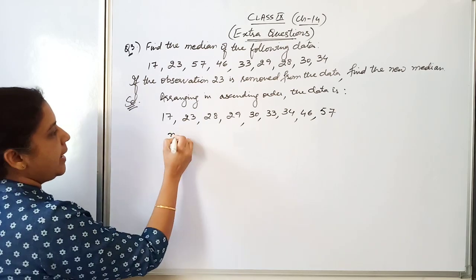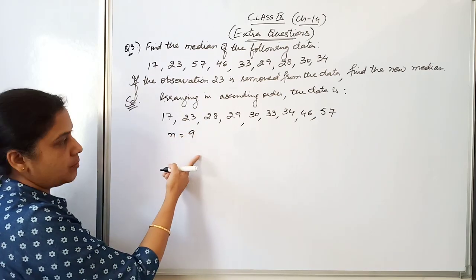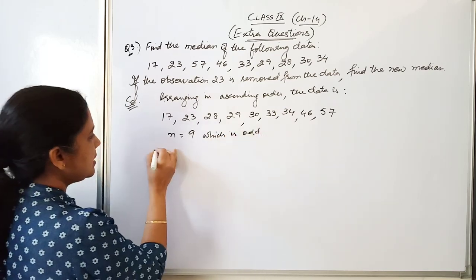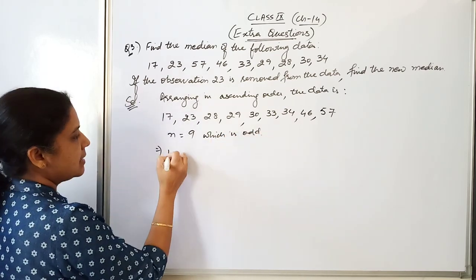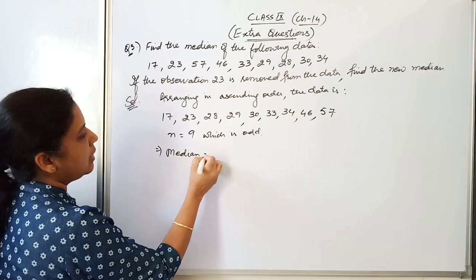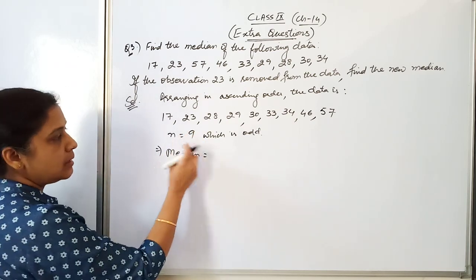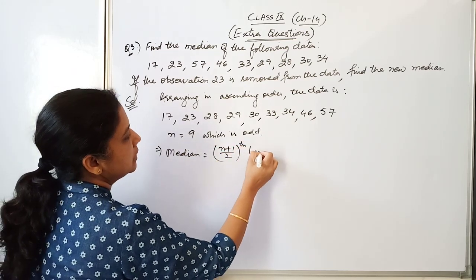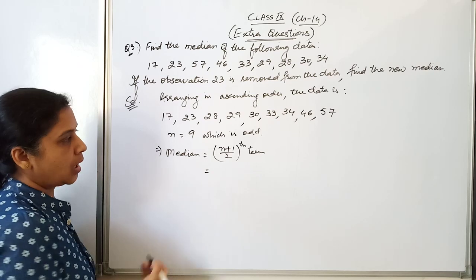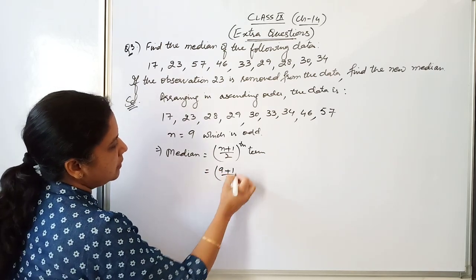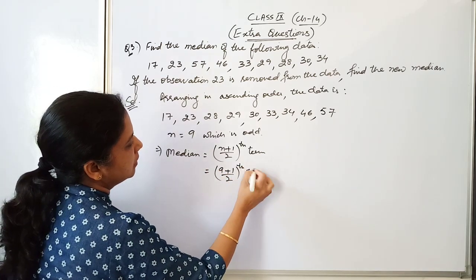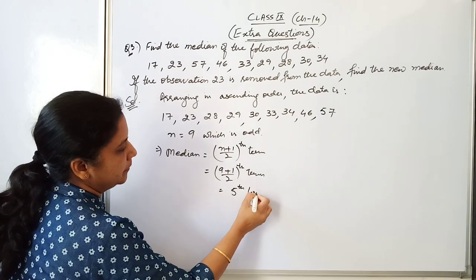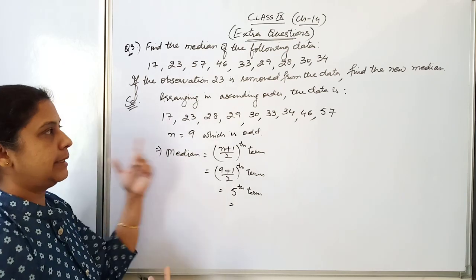Now, n is equal to 9. N is number of observations, which is equal to 9, which is odd. So this odd tells us that we are going to apply the formula for median as, when n is odd, median is equal to n plus 1 by 2th term or observation. 9 plus 1 by 2th term. 9 plus 1 is 10 by 2. That is 5th term.